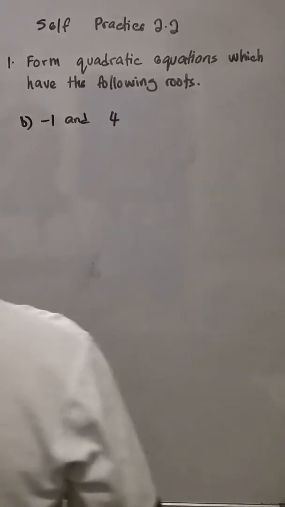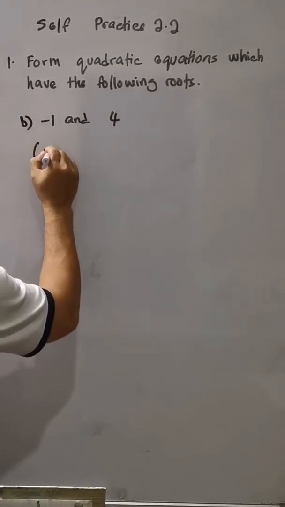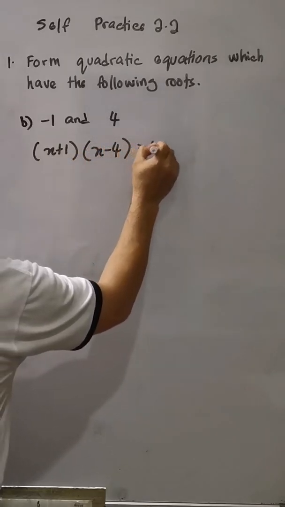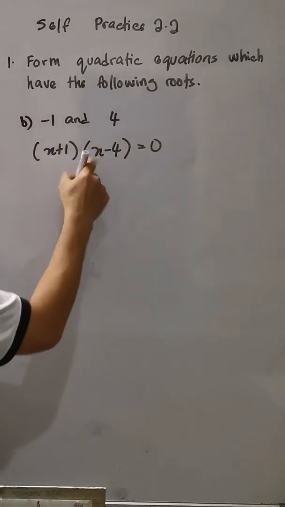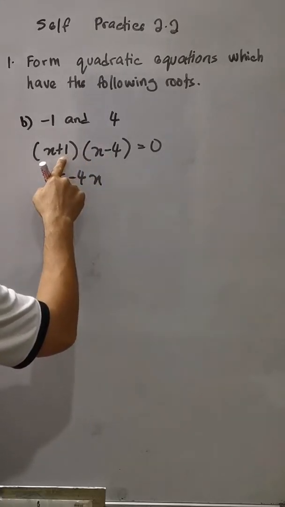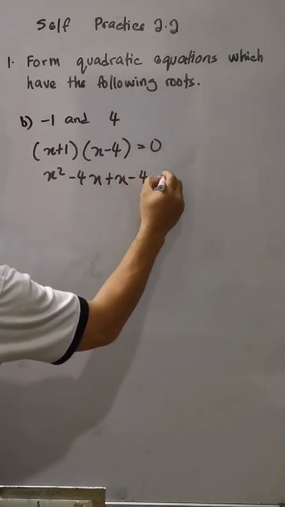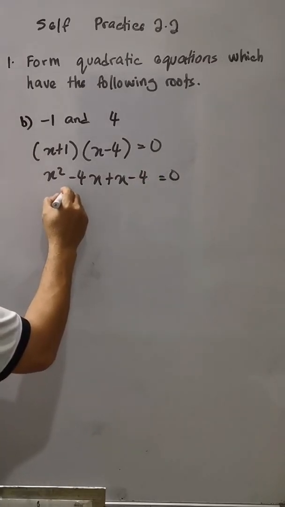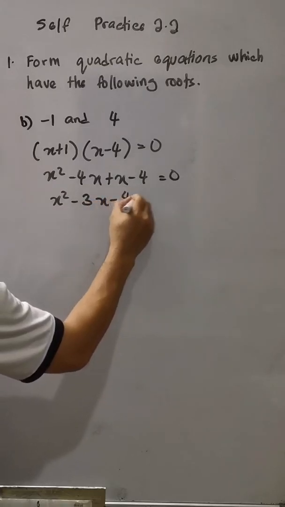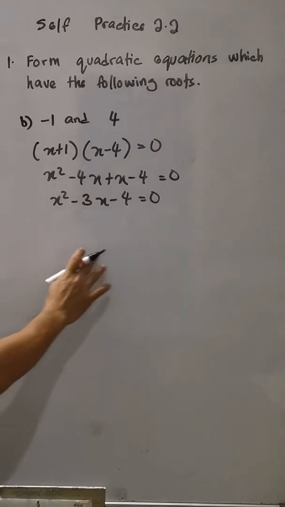B, negative 1 and 4 are given. So the factorization method means x plus 1 and x minus 4 equals 0. Multiply: x times x, x squared; x times negative 4, negative 4x; 1 times x, plus x; 1 times negative 4 equals 0. So x squared, negative 4 plus 1 will be negative 3x, minus 4 equals 0. That's it.